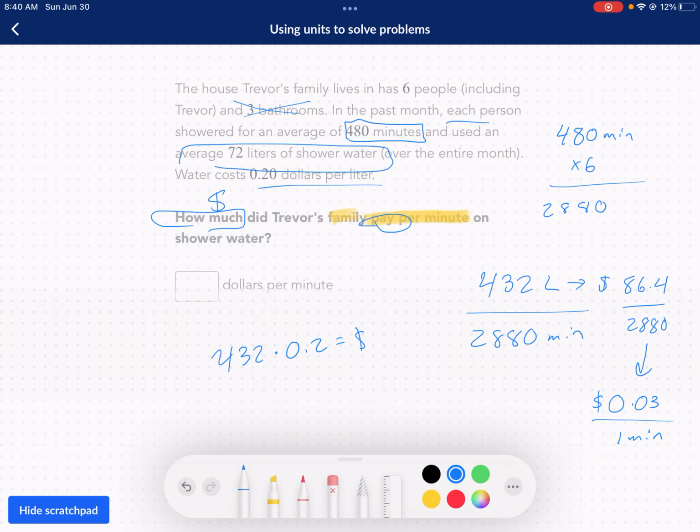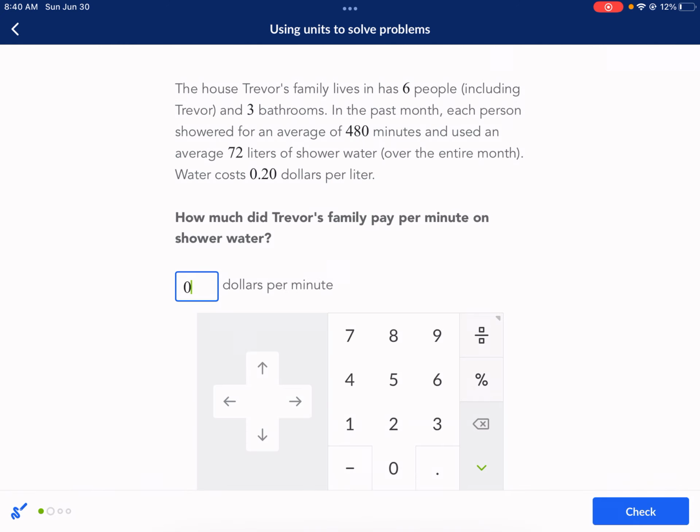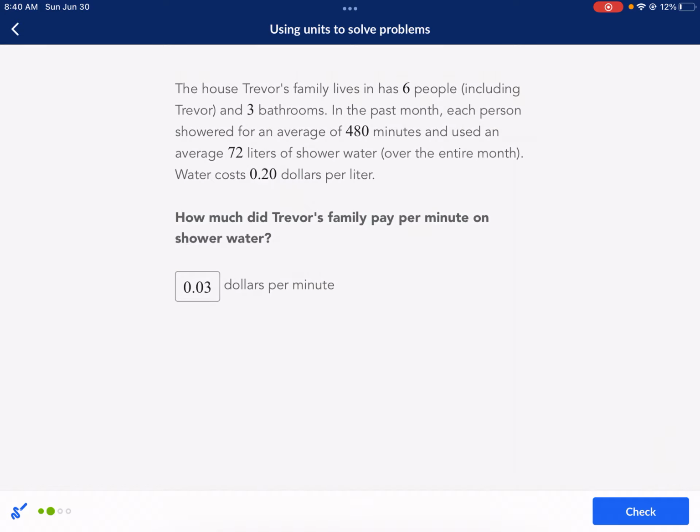So we get 3 cents per minute, $0.03 per minute, and that's how we did it. And this one, again, we didn't use all the information. We didn't use the number of bathrooms, but almost all the other information we did use.